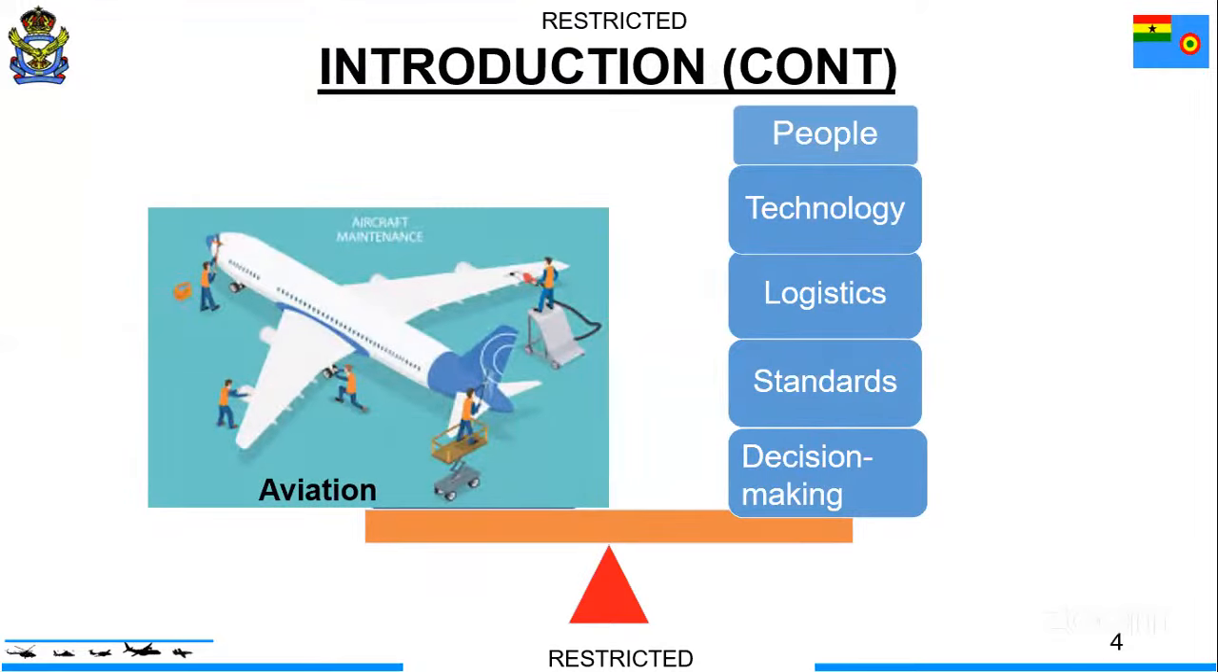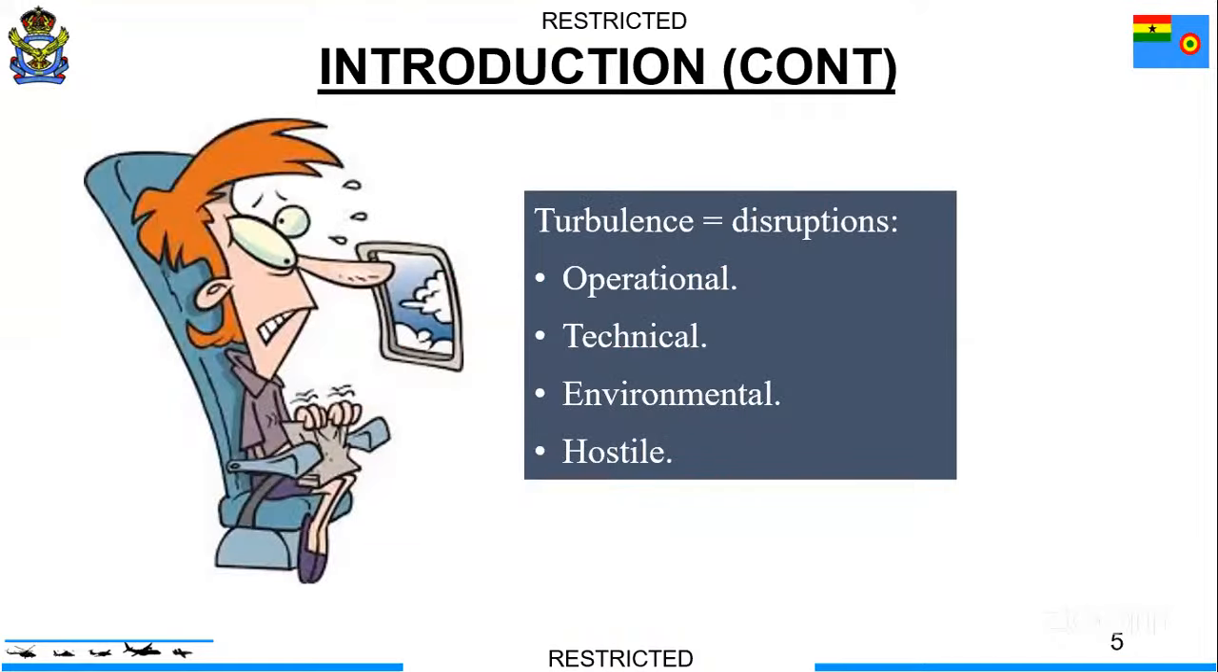Today, we'll explore aviation from a perspective that goes beyond flying aircraft. Aviation is a highly integrated system that depends on people, technology, logistics, standards, and decision-making under pressure. When people hear the word turbulence, it is often associated with flying aircraft in turbulent weather and shaking. However, in military aviation, turbulence also means disruptions. We can categorize them as operational, technical, environmental, or hostile; enemy action can also cause turbulence.